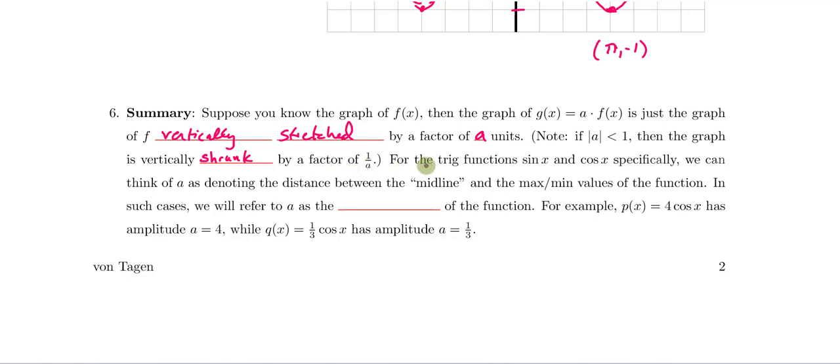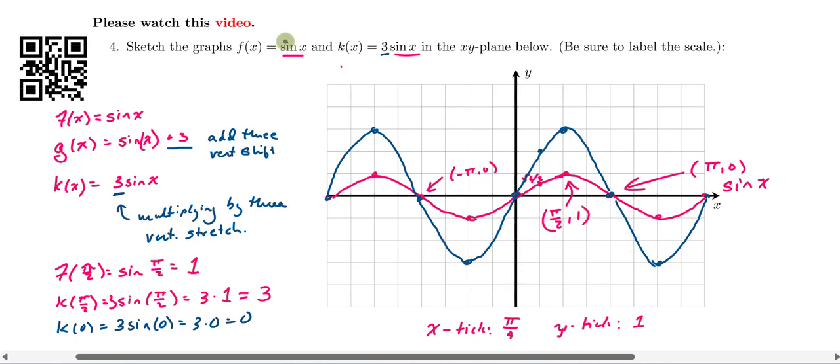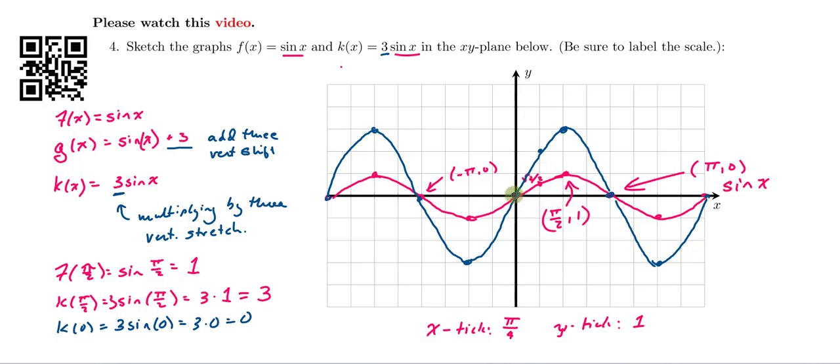Okay. For trig functions, sine of x and cosine of x specifically, we can think of a as measuring the distance between the midline and the max or min values of the function. So if you look at this graph that we sketched together, the understood coefficient in front of sine here is 1. And if you look at the difference from the midline, which for both of these graphs had no shifting done, here's the midline at y equals 0. For both of these graphs, the midline's at y equals 0.